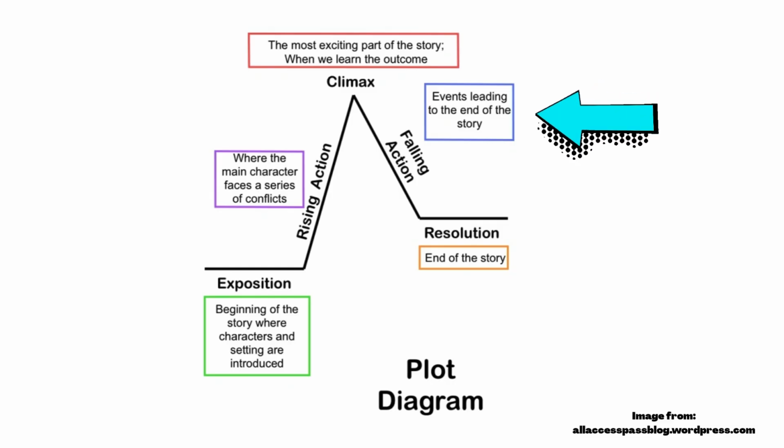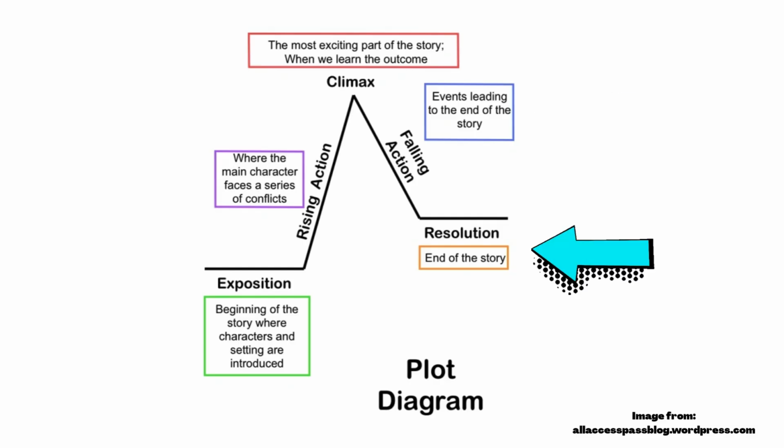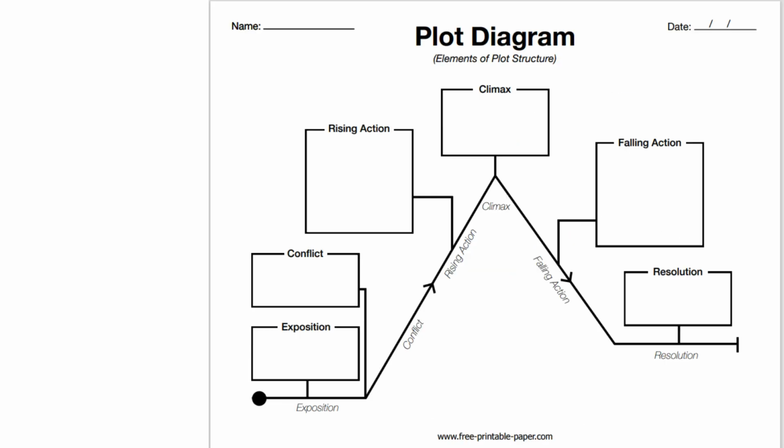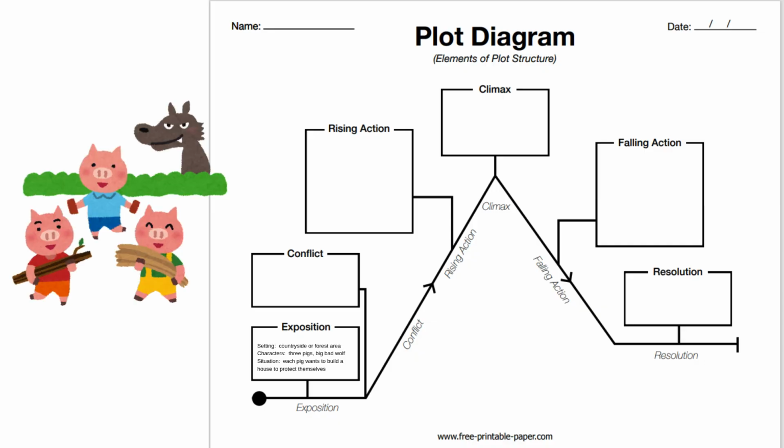The falling action includes the events leading to the end of the story. The resolution is the end of the story. Let's practice completing the plot elements diagram with a simple story that we all are familiar with, The Three Little Pigs. The exposition, or beginning.